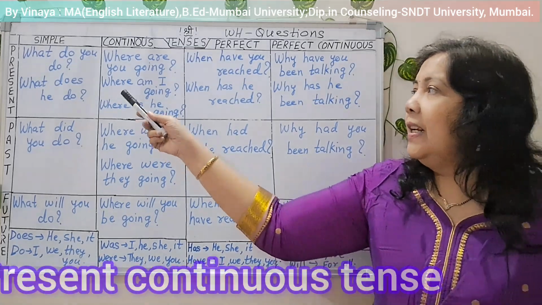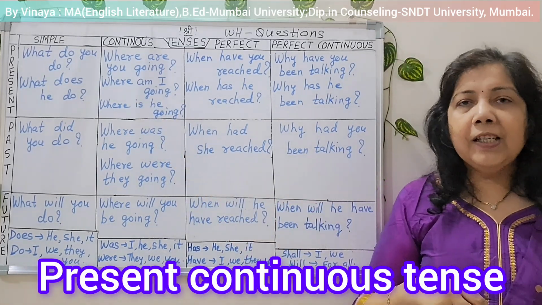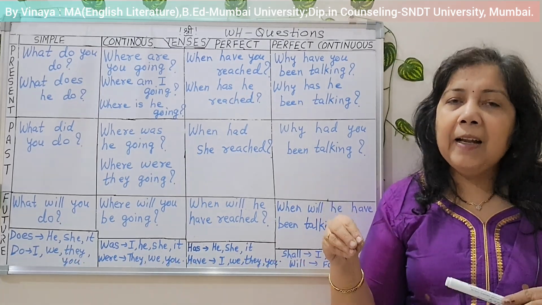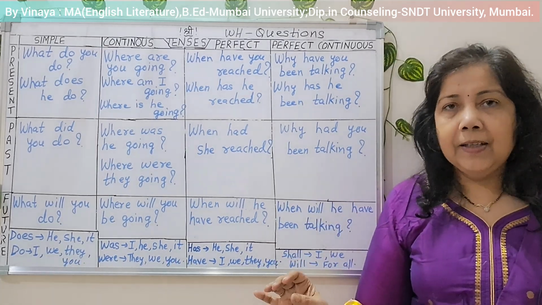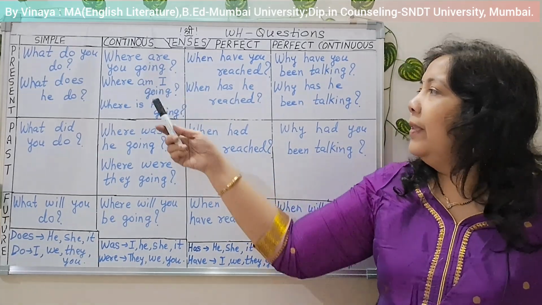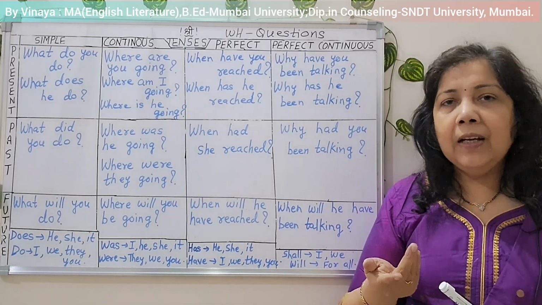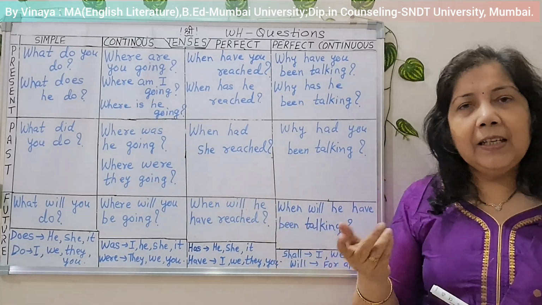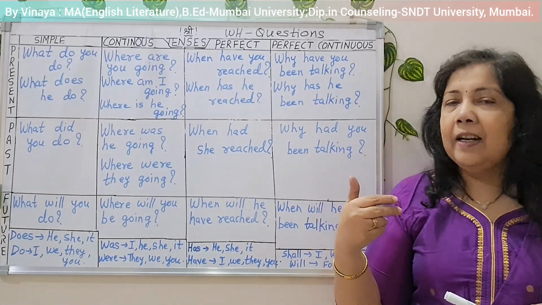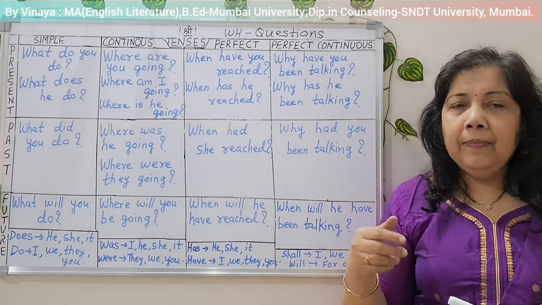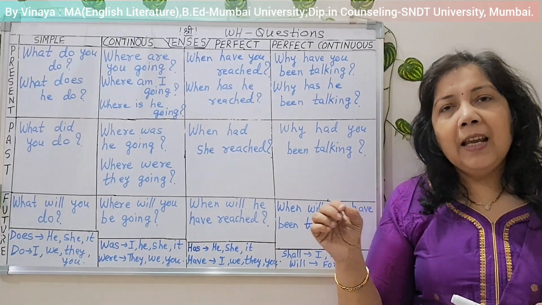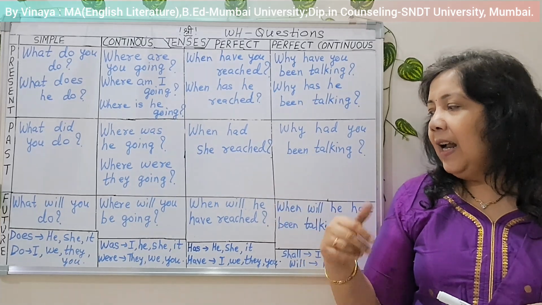Second tense now, present continuous tense. When do we use this tense? When any action is going on at that particular moment in the present. Example: where are you going? Where am I going? Where is he going? The action is going on in the present. Again here there are 3 verbs: am, is and are. Am for I, is for he, she and it, are for they, you and we. Tip again at the end.